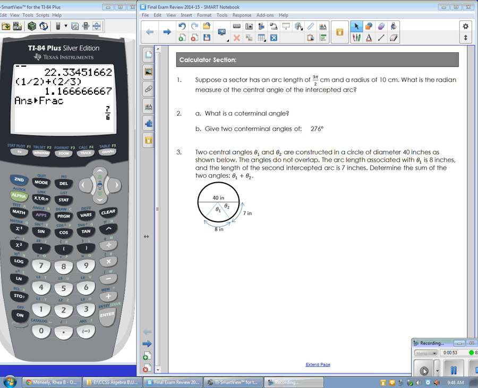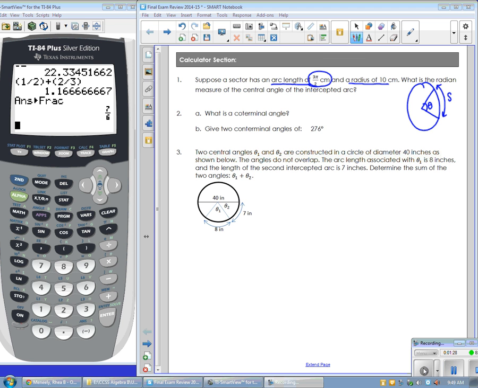So number one, it says, suppose that a sector has an arc length of 3 pi over 2 centimeters and a radius of 10 centimeters. What is the radian measure of the central angle of the intercepted arc? So let's first make sure we understand the question. We're given the arc length, which is 3 pi over 2 centimeters, and we're also given the length of the radius. So when we're talking about the central angle and the intercepted arc, think about a circle. Here's our central angle, that's theta, and then this is our arc length. And we call that S.